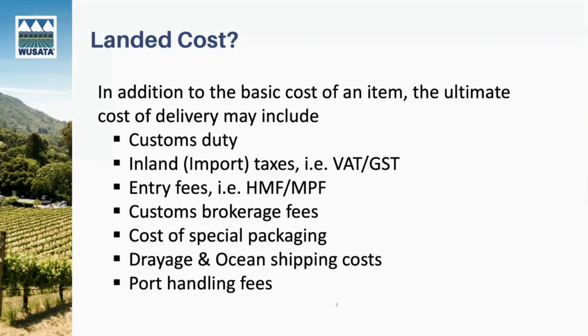The customs brokerage fees: your customs broker on the other end has to do the paperwork and submit your customs entry to the government. And in the United States, they could charge an average of maybe $70 to $150 per entry. Then there's the cost of any special packaging, any special handling, the drayage cost, the container loading fee. There are many other costs that we need to figure out.